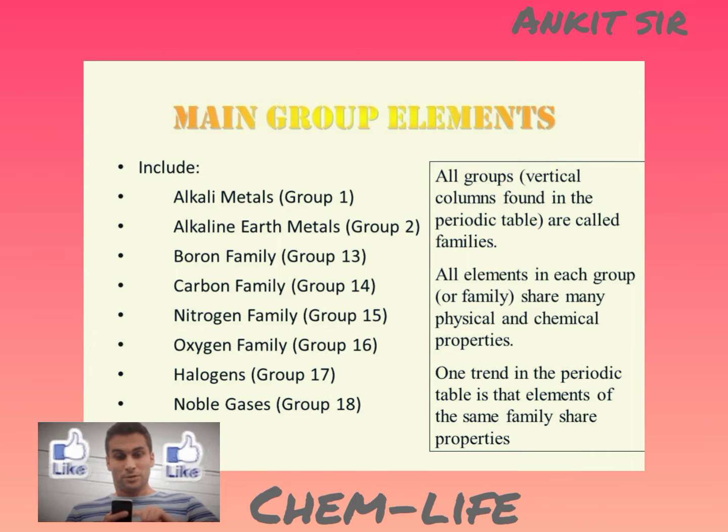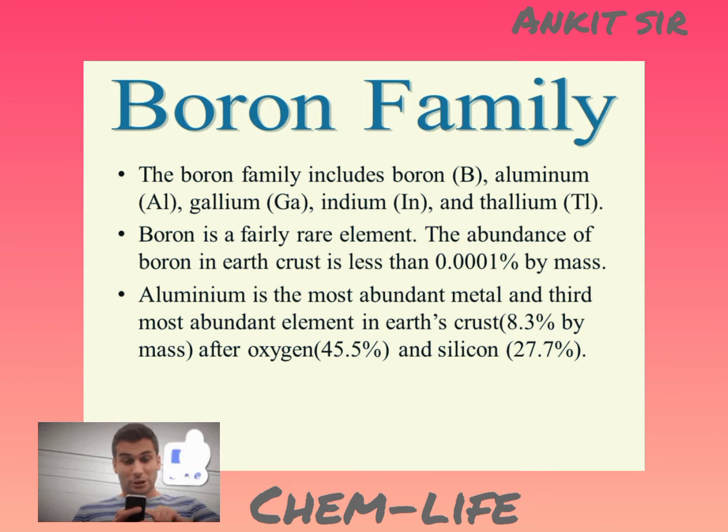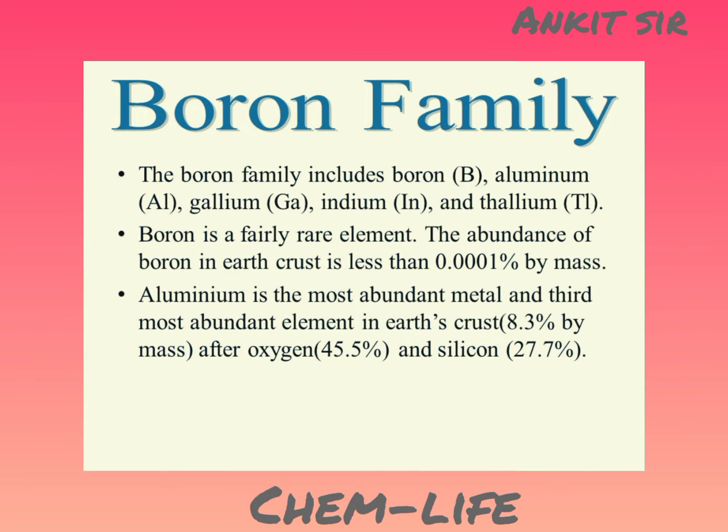Boron family. The boron family includes boron, aluminium, gallium, indium, and thallium. Boron is a fairly rare element. The abundance of boron in the earth's crust is less than 0.001% by mass. Aluminium is the most abundant metal and third most abundant element in the earth's crust, which is 8.3% by mass, after oxygen, which is 45.5%, and silicon, 27.7%.